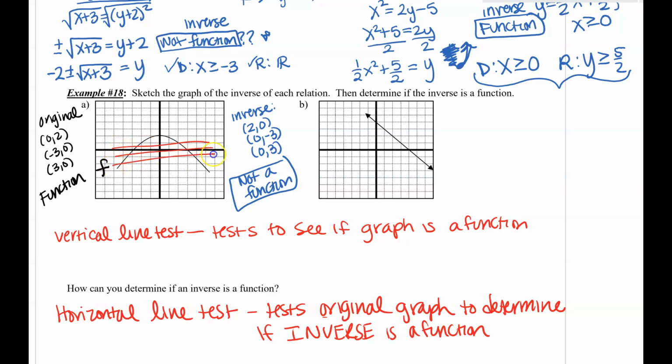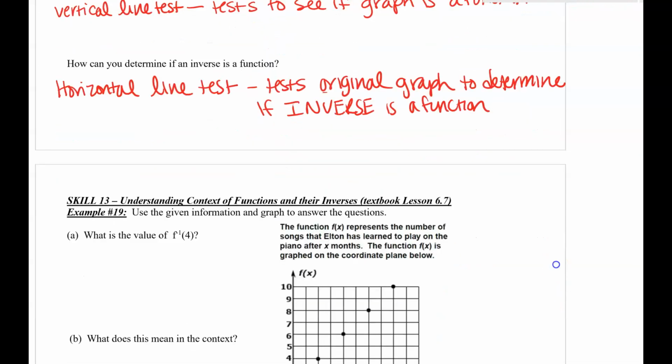Fails the horizontal line test, so I know its inverse is not a function. And this must not be 1-to-1, okay? Because it didn't pass both.